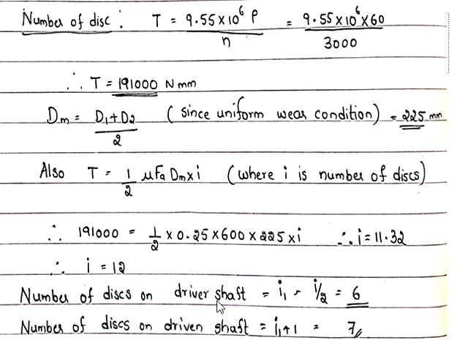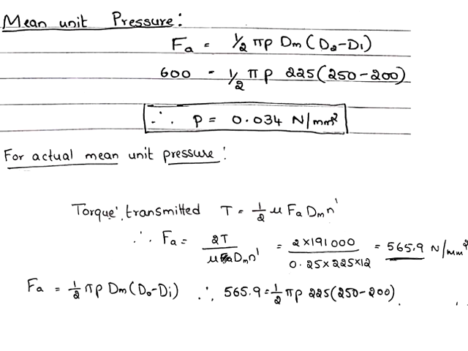Number of disks on driver shaft is given by I1 is equal to I divided by 2. So 12 by 2 you will get 6. Number of disks on driven shaft will be 1 greater than number of disks on driver shaft. So 6 plus 1, or I1 plus 1, that will be the number of disks on driven shaft. You will get the answer as 7. So after calculating number of disks on driver and driven shaft, then calculate mean unit pressure.